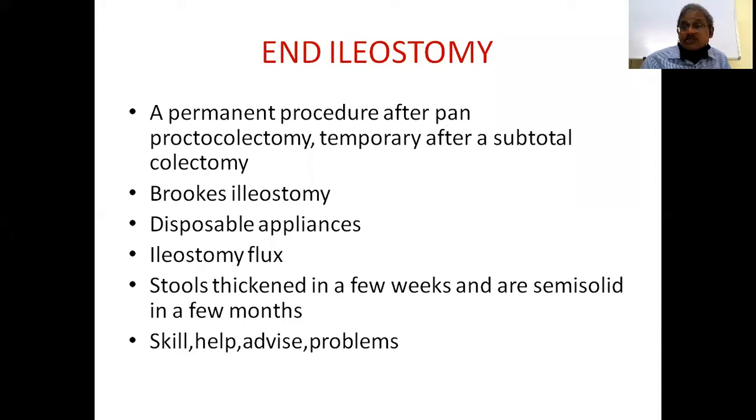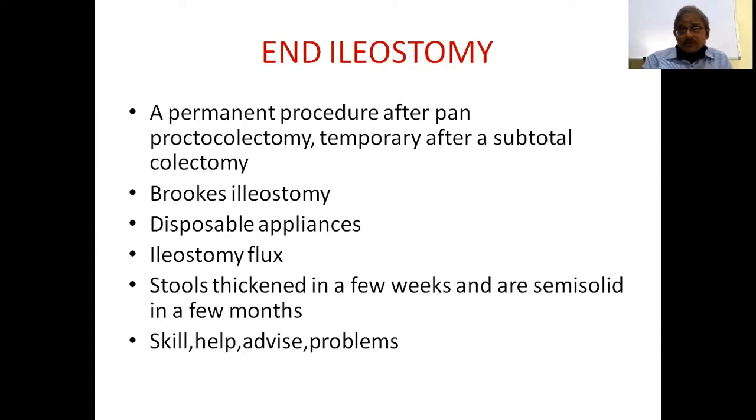And the next point is ileostomy flux. Initially there will be high output, 3 liters, 4 liters, 5 liters, likewise. But gradually the ileum adapts to minimal output, or whatever output is required. That means stool thickening must occur. Stools thicken in a few weeks and become semi-solid in a few months once you do an end ileostomy.